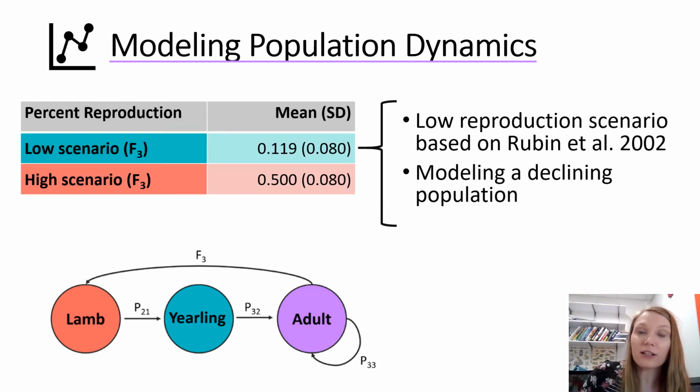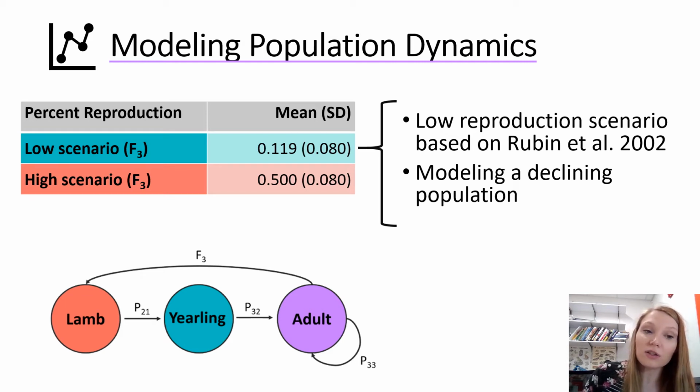We were also interested in determining how changes in reproduction could influence this population. So we modeled reproduction under 2 different scenarios. In this case, we're looking at the percent of ewes that have a female lamb. Under our low reproduction scenario, we're estimating that about 12% of females have a female lamb, and that estimate was based on the estimates used in the Rubin paper, and that is modeling a declining population.